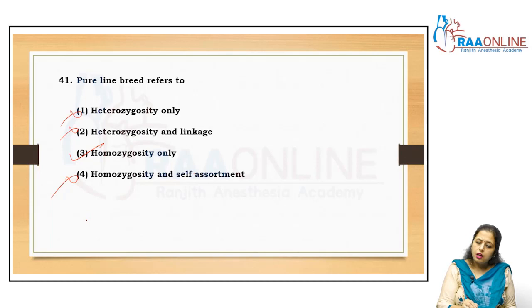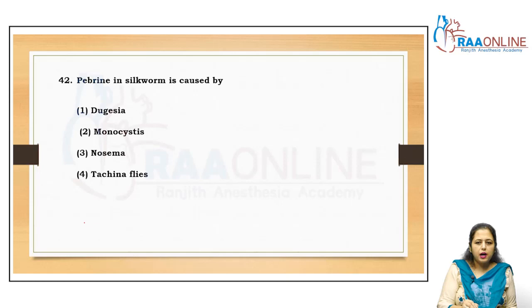Now come to pebrine in silkworm. Pebrine in silkworm is caused by Nosema. The answer is Nosema.